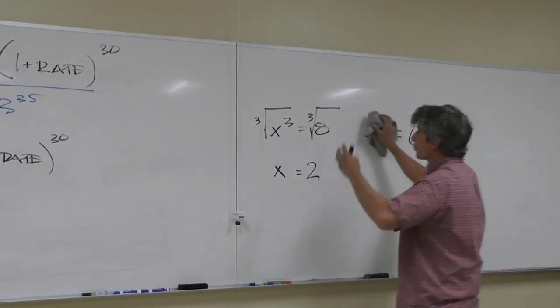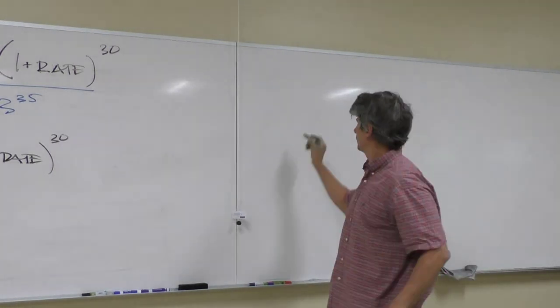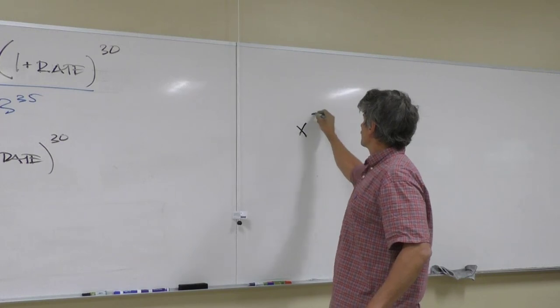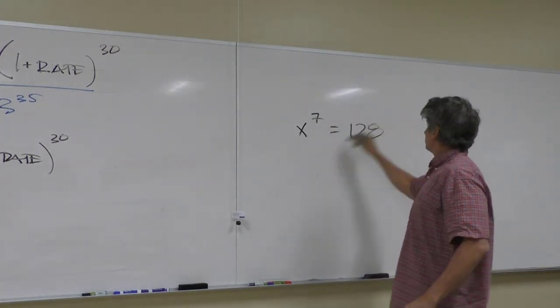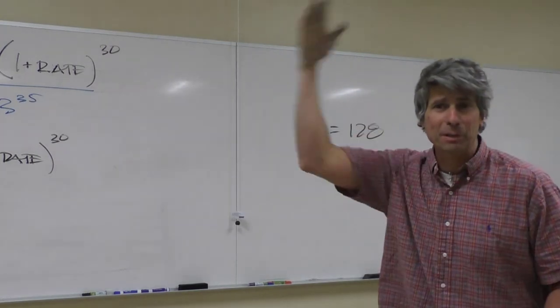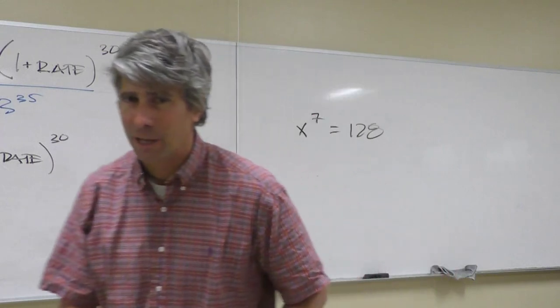with the right calculator. So for example, let's just make up one. Let's suppose you've got some number raised to the 7th power. And that number is 128. Some number to the 7th power equals 128. I think I may have inadvertently created a nice one here, and I apologize.